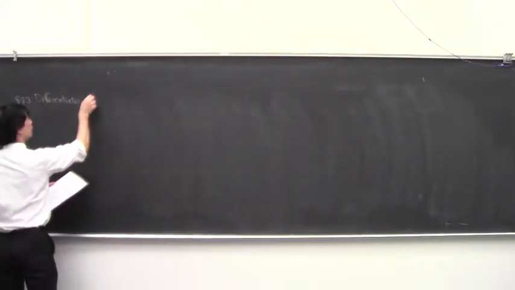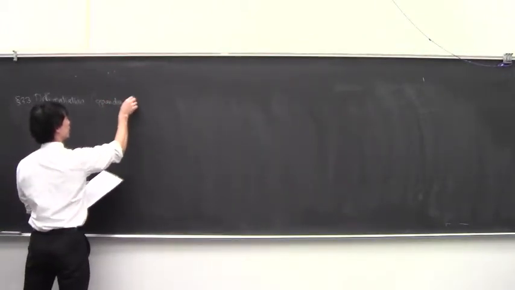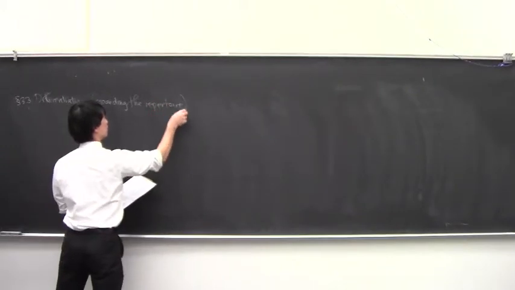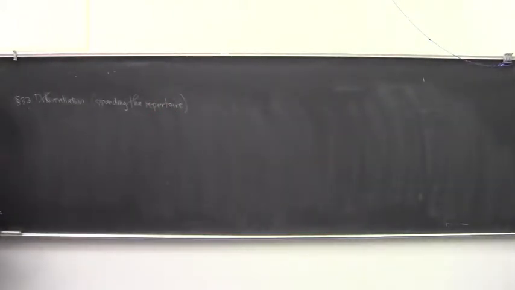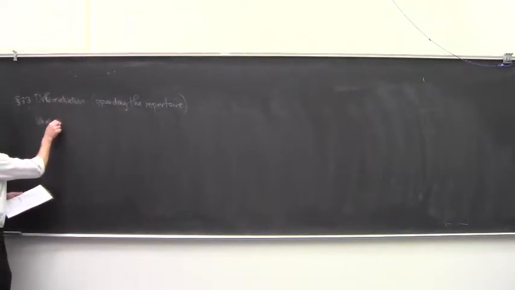So what can we do right now? So we're talking about differentiation, right? So today we're going to talk about expanding the repertoire. So what can we do right now? What can you differentiate in this way?